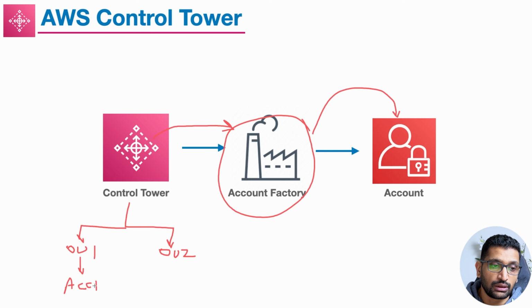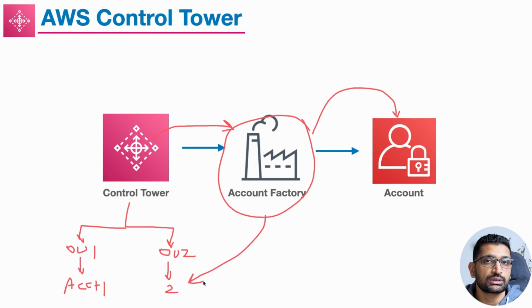Sorry for my writing over here because I'm using a mouse. So here you will get account 1, and here also you will get account number 2. And these are all created through Account Factory. You just need to use that Service Catalog product, and that Service Catalog product will help you to create those accounts with the help of Control Tower.